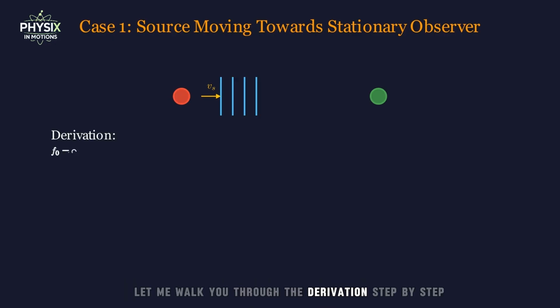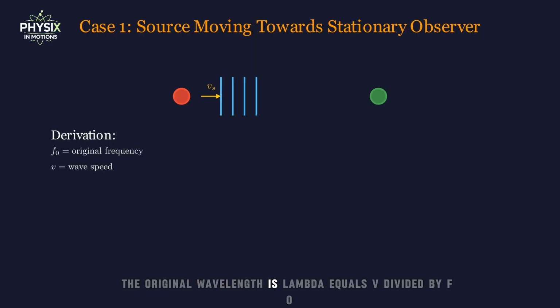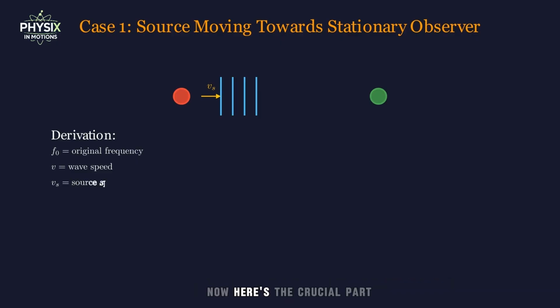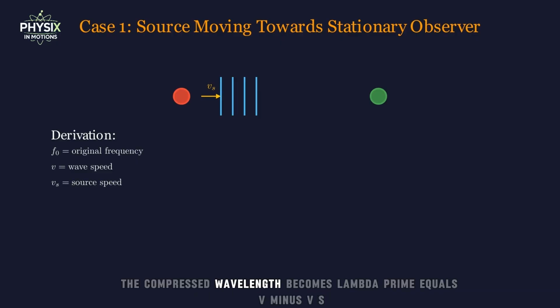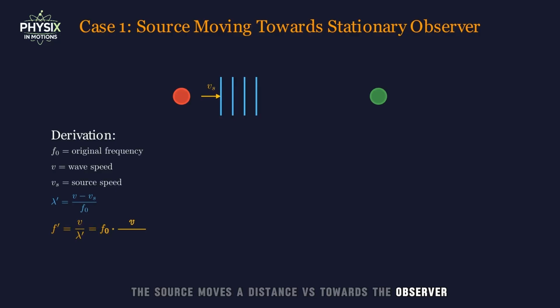Let me walk you through the derivation step by step. We start with f0 as our original frequency, v as the wave speed in the medium, and vs as the source speed. The original wavelength is lambda equals v divided by f0. Now, here's the crucial part. The compressed wavelength becomes lambda prime equals (v minus vs) divided by f0. Why? Because in one period, the source moves a distance vs towards the observer, reducing the effective wavelength.